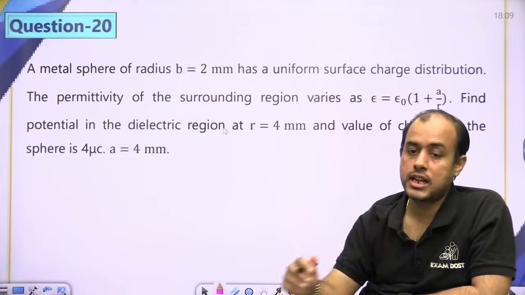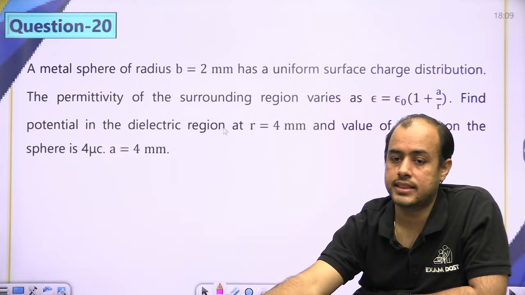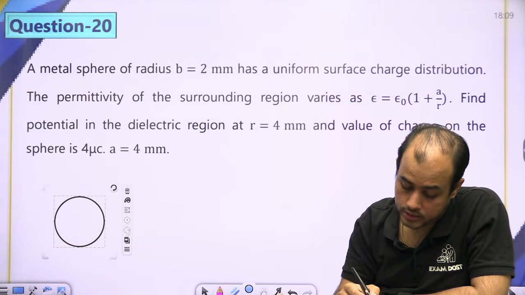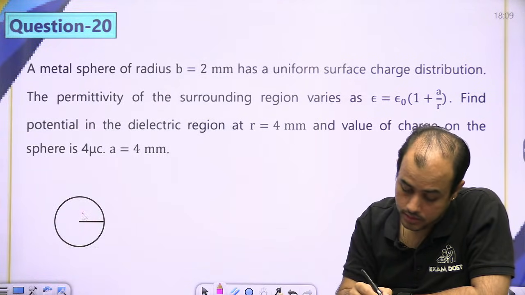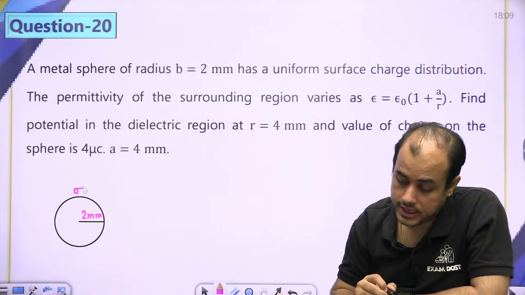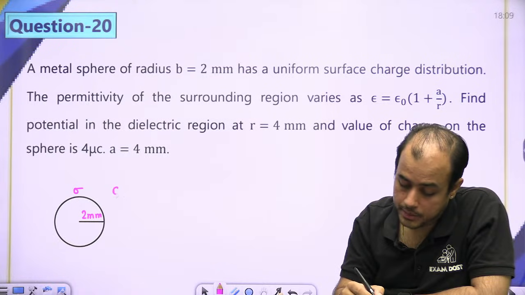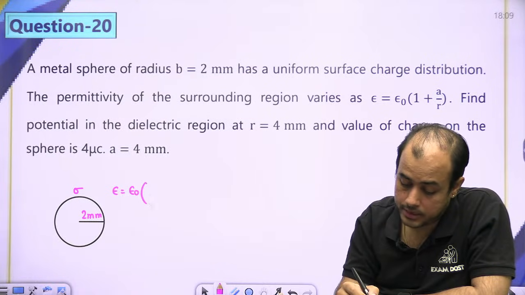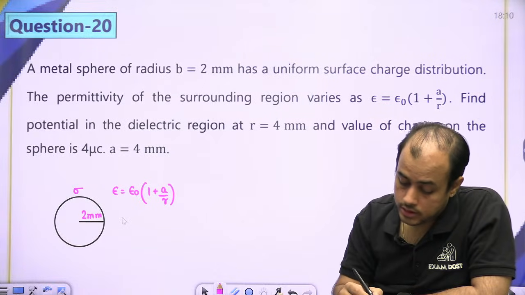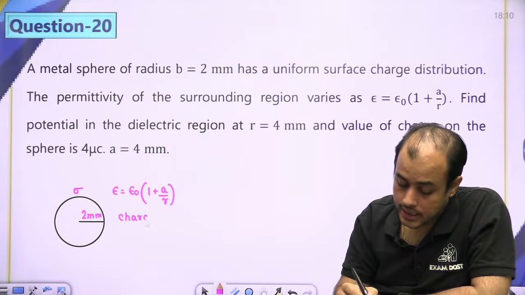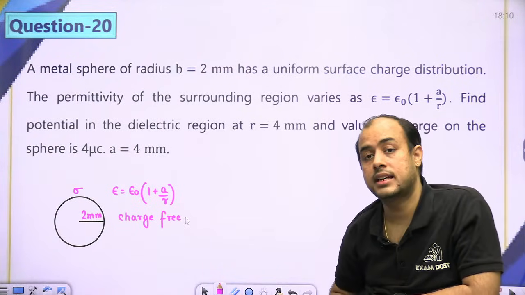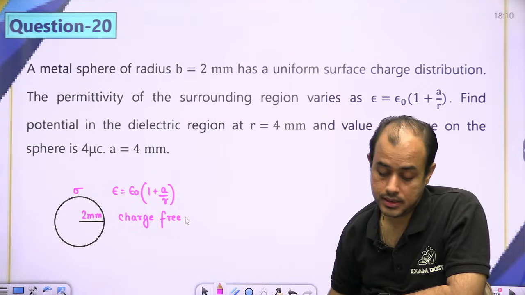चलिए, तो now first let us visualize this. It is saying there is a metal sphere of radius 2 mm. It has uniform surface charge distribution. Now permittivity is epsilon naught 1 plus A by R. So this surrounding region is charge free. ओके, आसपास का रीजन तो चार्ज फ्री है आपका.